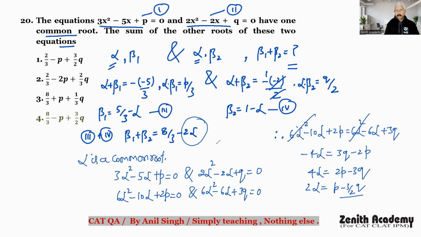So therefore beta 1 plus beta 2 will be 8 by 3 minus 2 alpha. 2 alpha is p minus 3 by 2 q. So 8 by 3 minus p plus 3 by 2 q. It is our answer.